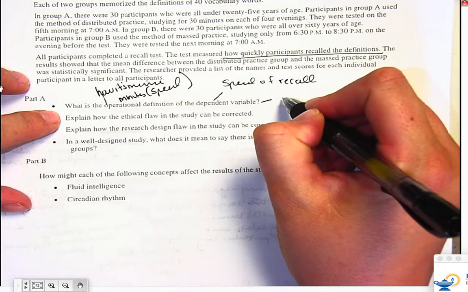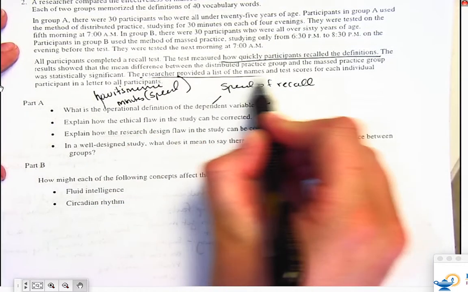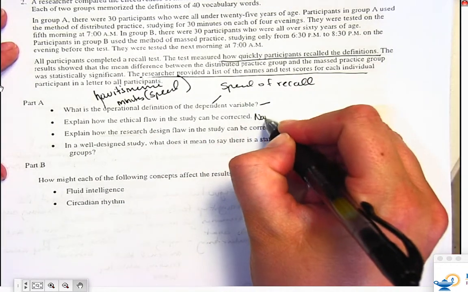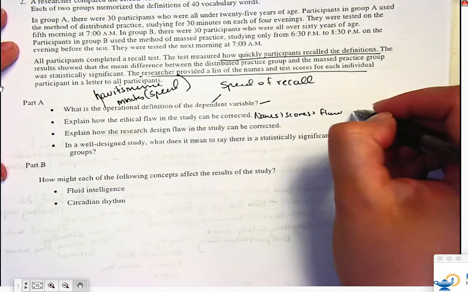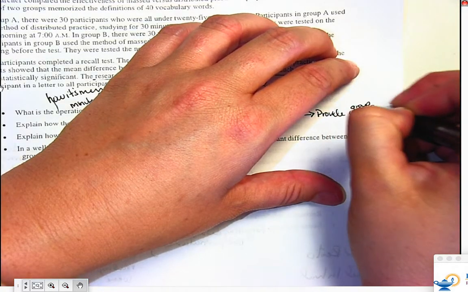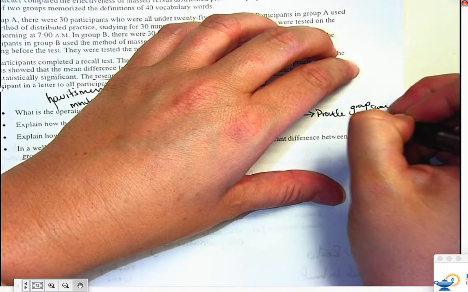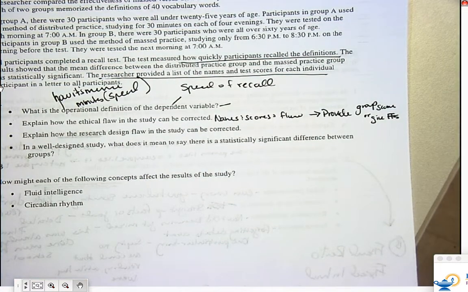When we're talking about this one, explain how the ethical flaw in the study can be corrected. What is the ethical flaw? You can raise your hand and tell me what it is. James. Researcher provide names and scores. So how can you change it, James? You could provide just the group score without saying specific names of people. Group scores. Or give numbers, correct? There you go. So explain the ethical flaw. Names and scores equals the flaw. Provide group scores or give numbers to each person.